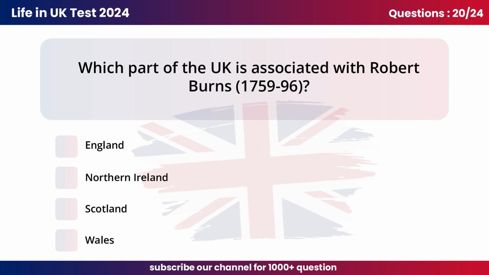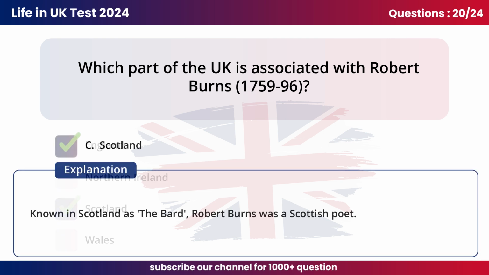Question 20. Which part of the UK is associated with Robert Burns, 1759–96? C. Scotland. Known in Scotland as the Bard, Robert Burns was a Scottish poet.